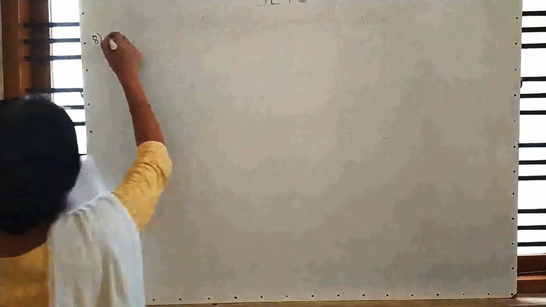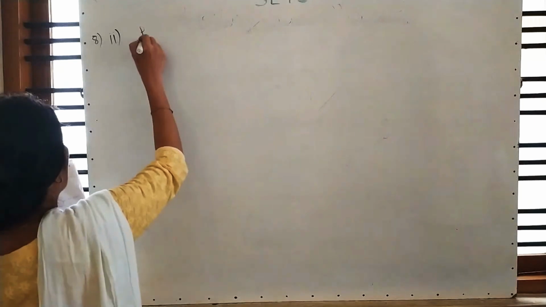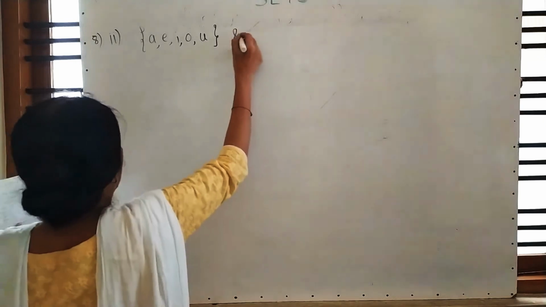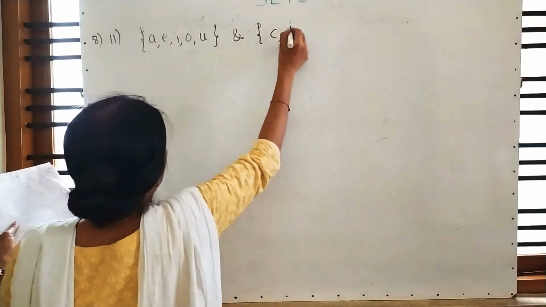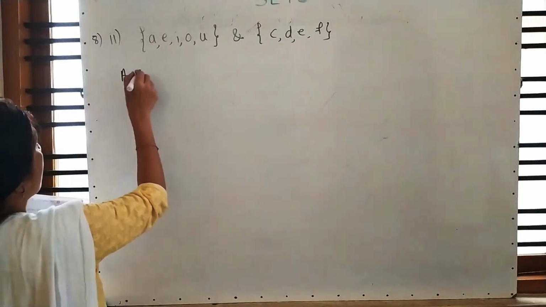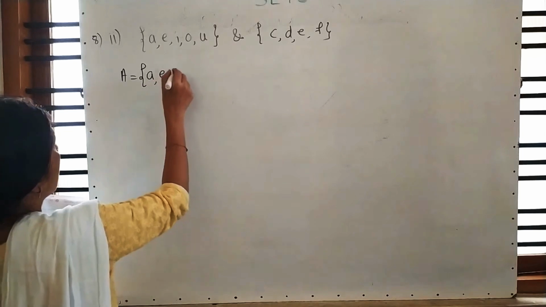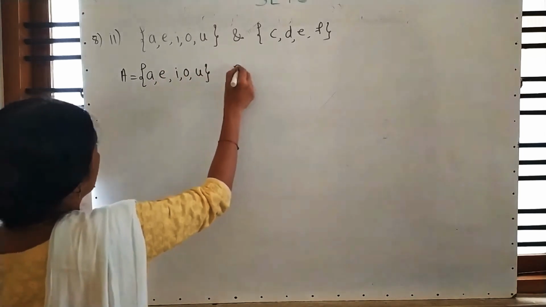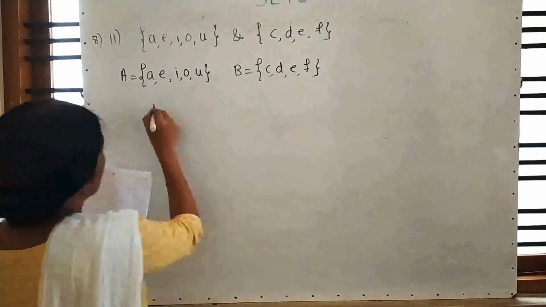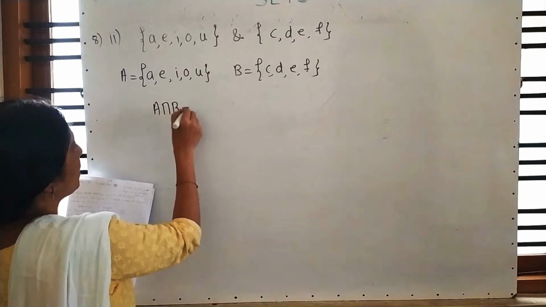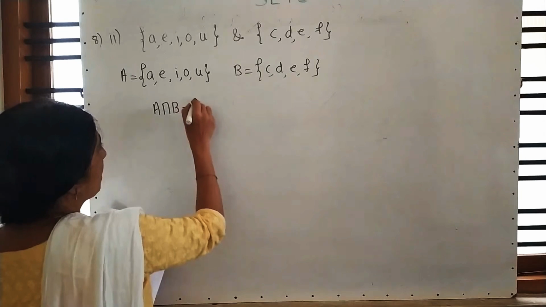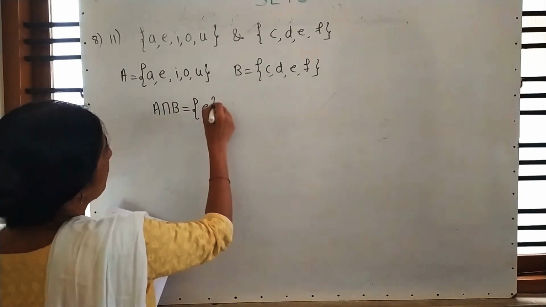So what is that question? In the second I gave one set as A, E, I, O, U and another set as C, D, E, F. I am calling the first set as set A: A, E, I, O, U, and set B I am taking as C, D, E, F. First we have to write the intersection of these two sets. That means any common element. Here we don't have A. Here E. It is E. And the remaining terms are not common.